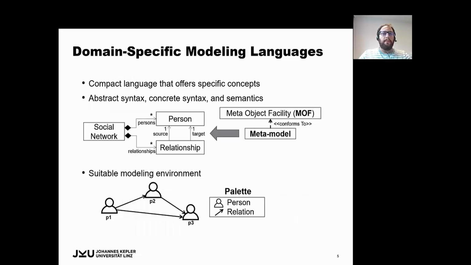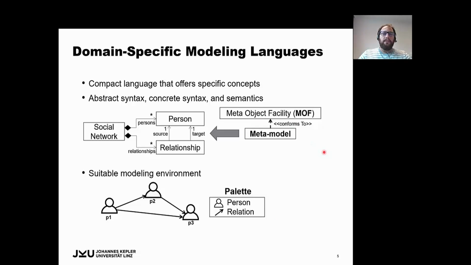Then, how can we implement a DSML? DSMLs are compact languages that offer high-level primitives that usually correspond with the specific concepts of the domain. To create a DSML, developers must create an abstract syntax, concrete syntax, and semantics.